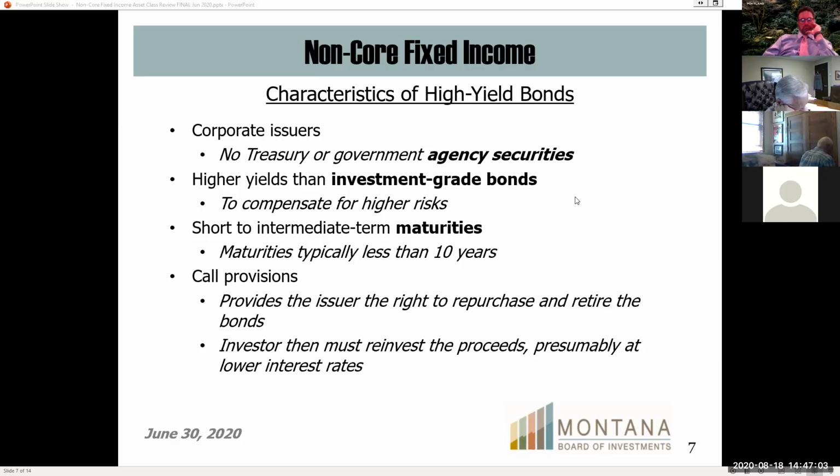So the longest maturity high yield bond is going to be a much shorter maturity than the longest maturity investment grade bond. High yield bonds typically have call provisions that provide the issuer the right to buy back the bonds and retire them. Say if a company's financial condition or its credit rating improves, it can call the bonds, buy them back, retire them, and then reissue new bonds with lower interest payments. What this means for investors is that they lose out on these higher yields for a longer period of time and then have to reinvest in bonds with lower yields.